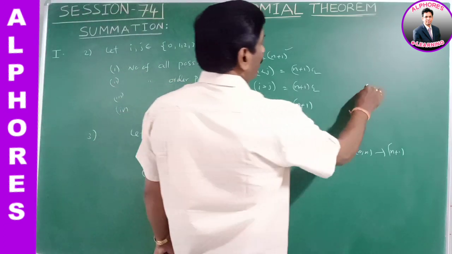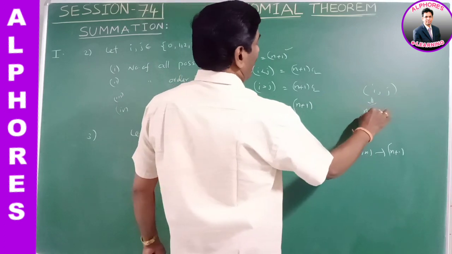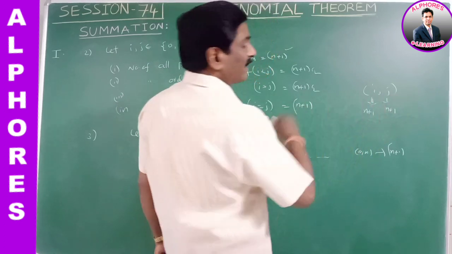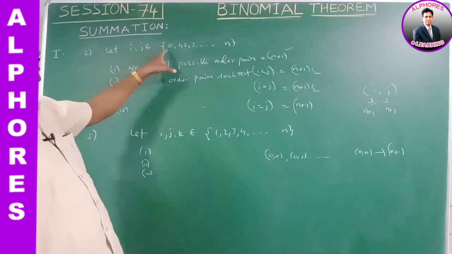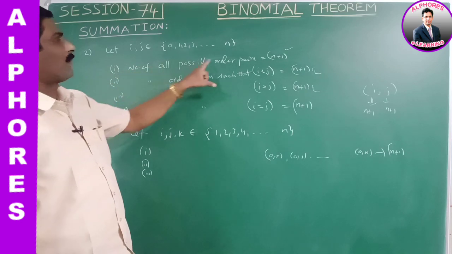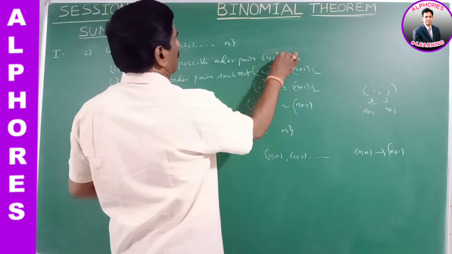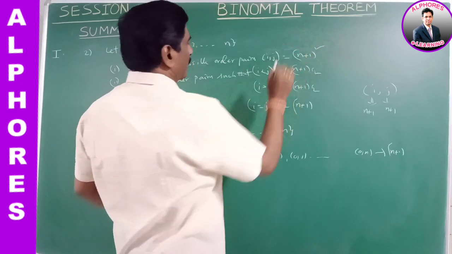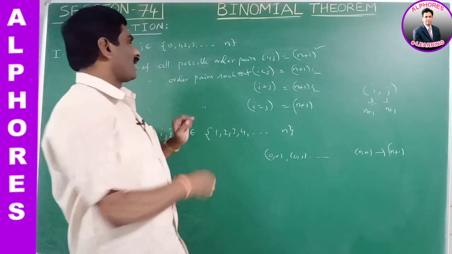Or simply, i, j is the ordered pair. i having how many chances? n plus 1. j having how many chances? n plus 1. n plus 1 into n plus 1 means (n+1) whole squared. Please note this value. Let i, j belong to 0, 1, 2, 3, so on n. Then the number of all possible ordered pairs (i, j) is equal to (n+1) whole squared.